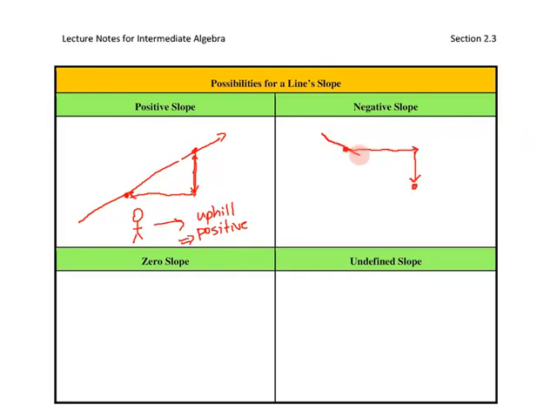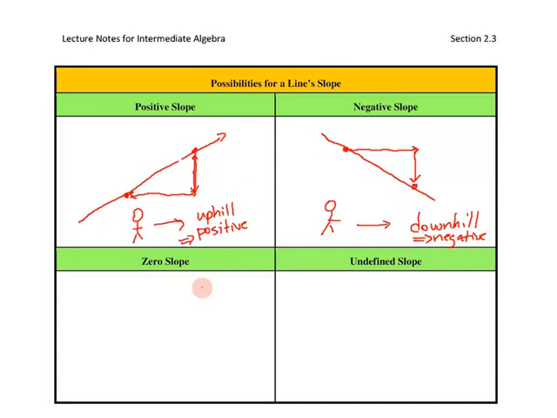But the easiest way to remember this, of course, is that if you're still walking and you're going from left to right, downhill means negative slope. Okay? So if it's negative slope, it's downhill. If it's positive slope, it's uphill.